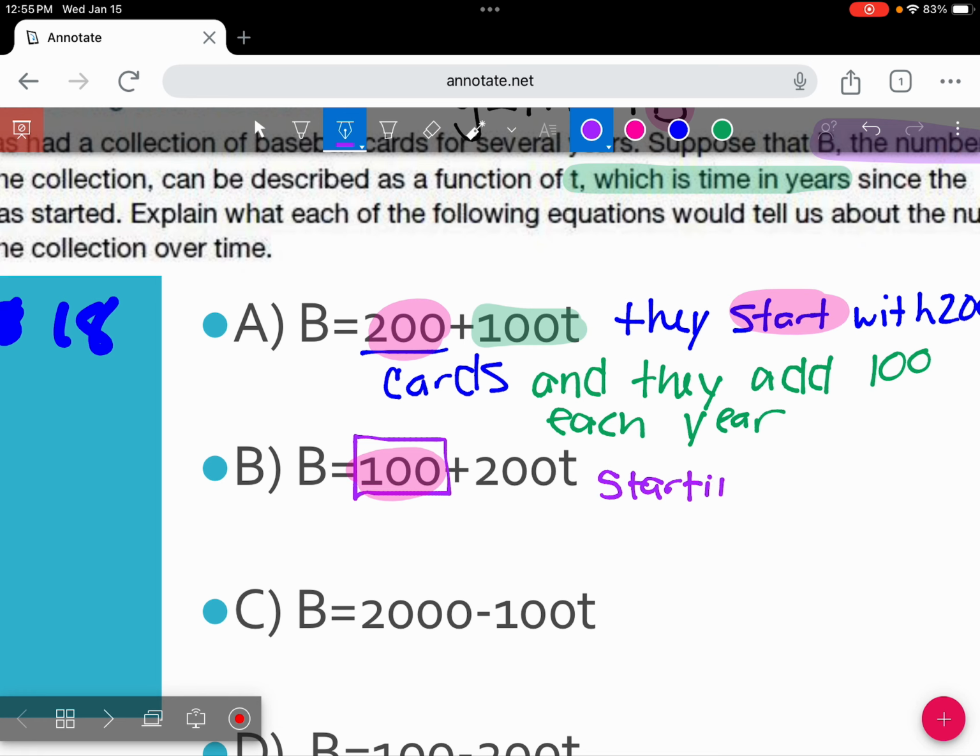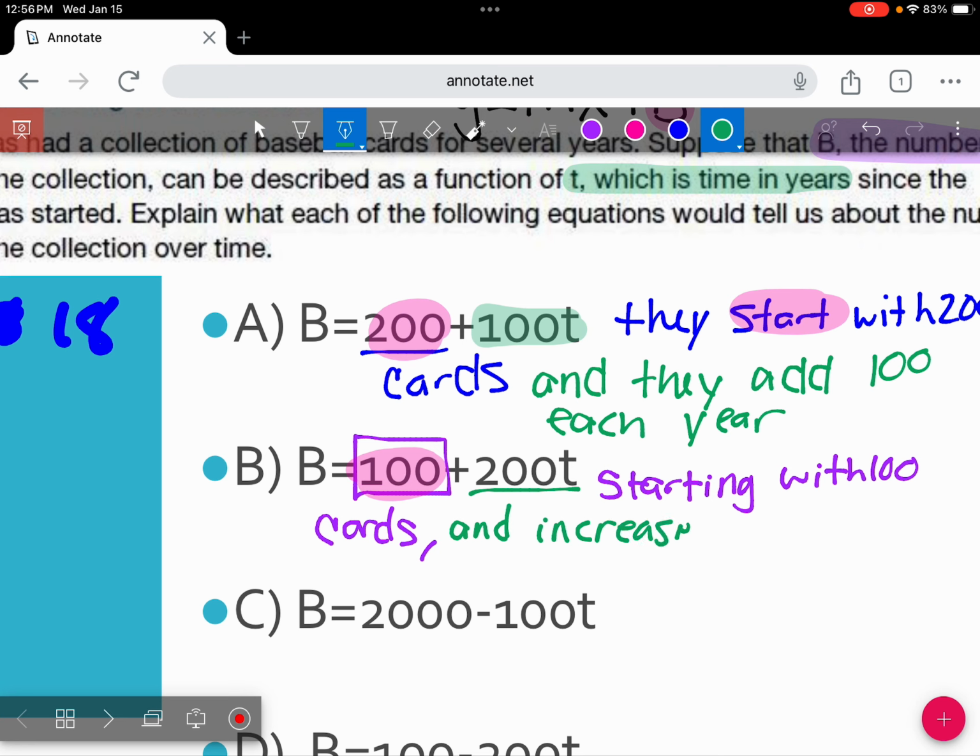So starting with 100 cards. And how much do they get each year? They buy 200 more, collect 200 more, obtain in some way, shape, or form, hopefully legally. They're not stealing them. But their collection grows. Increases is a fine way of wording it. There's a lot of ways to word it. By 200 each year.